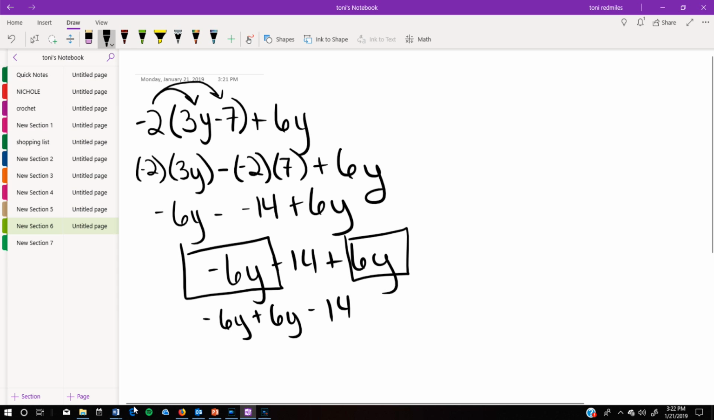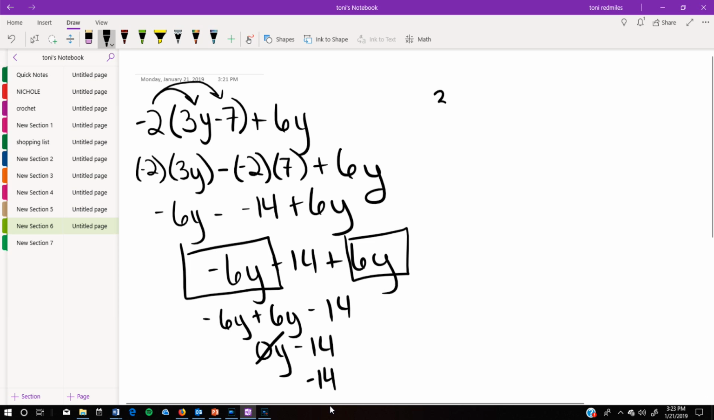So negative 6 plus 6 is 0. So it's 0 y's minus 14. If I have 0 y's, let's talk about that. If I put a 1 in for y, 0 times 1 is 0. If I put a 5 in for y, 0 times 5 is 0. If I put a gajillion in there, it's still 0. It's always going to be 0, so I can get rid of that. The answer is negative 14.